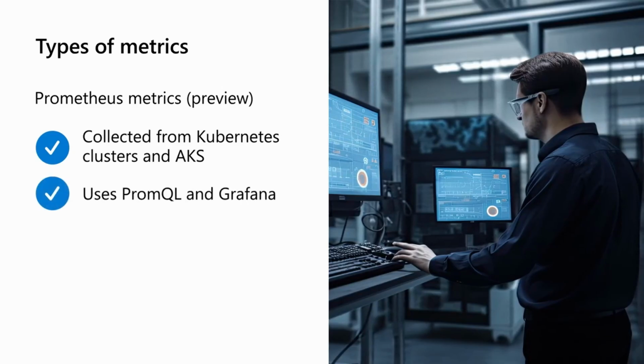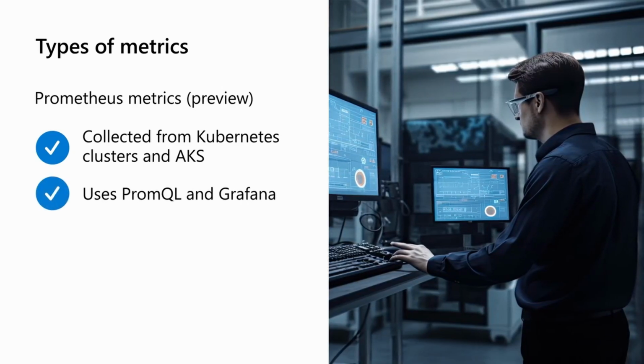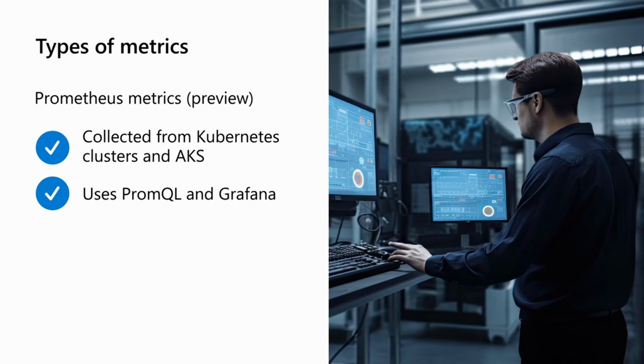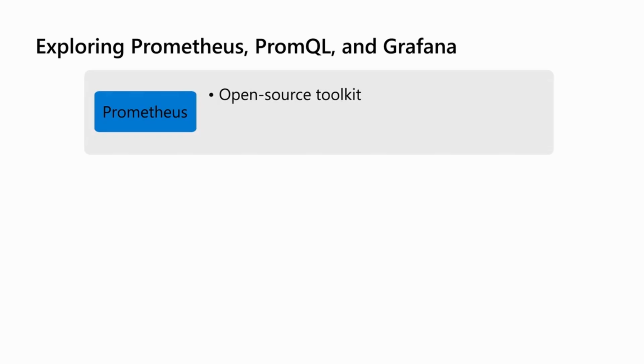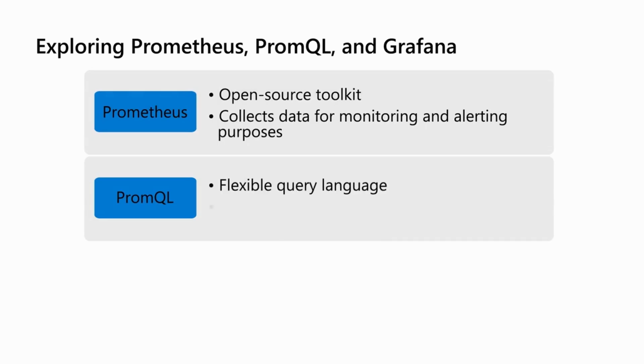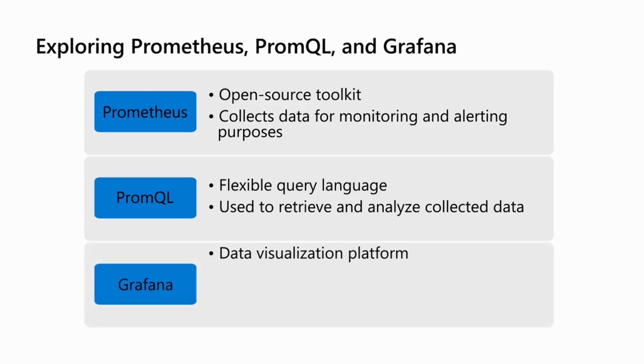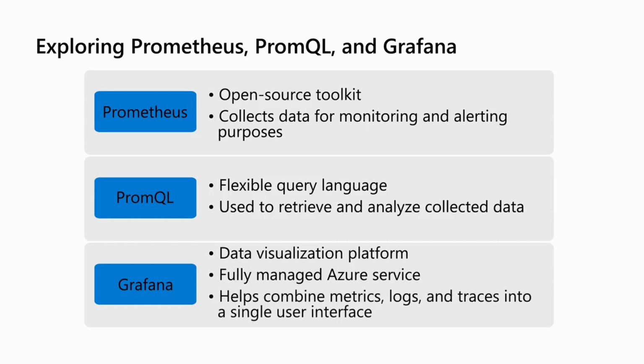Prometheus metrics use industry-standard tools like Prometheus Query Language or PromQL, and Grafana for analysis and alerting. So what are Prometheus, PromQL, and Grafana? Prometheus is an open-source toolkit that collects data for monitoring and alerting purposes, while PromQL is the flexible query language used in Prometheus to retrieve and analyze collected data. Azure-managed Grafana is a data visualization platform built on top of the open-sourced Grafana software by Grafana Labs. It's a fully managed Azure service operated and supported by Microsoft. Grafana helps combine metrics, logs, and traces into a single user interface.